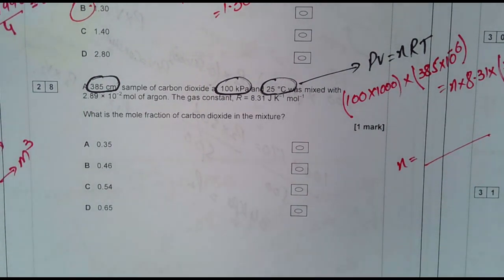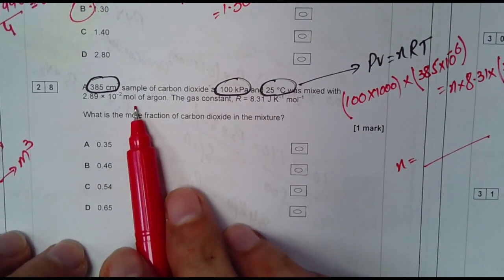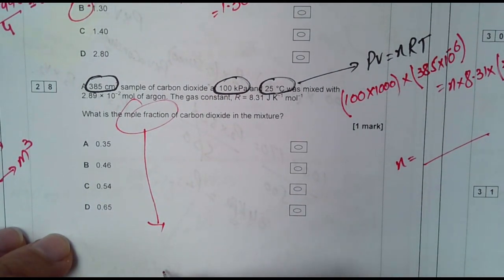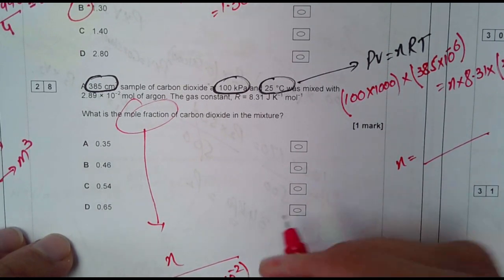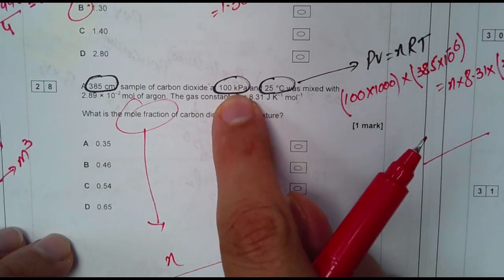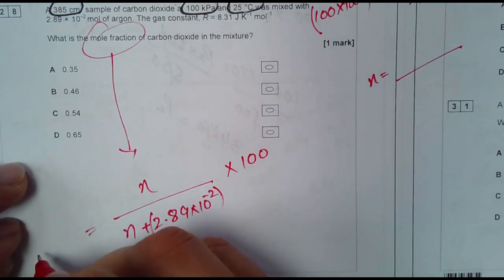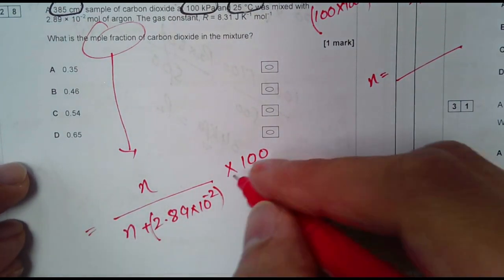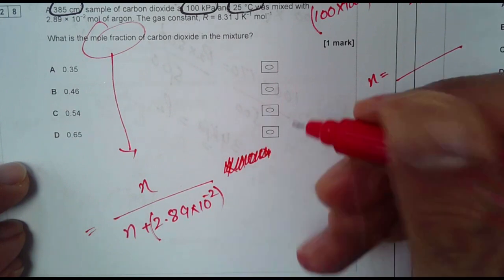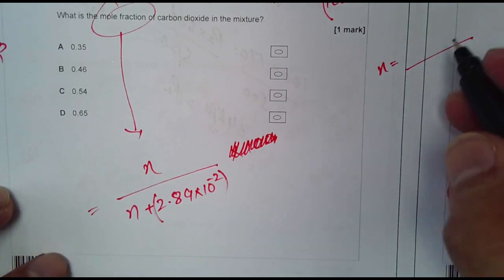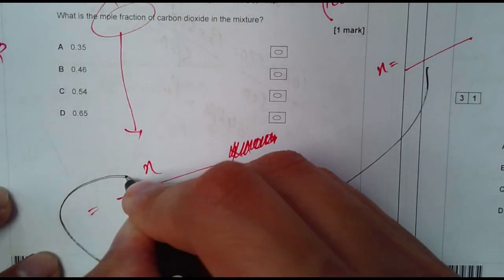Now these are the moles of carbon dioxide. These are the moles of argon. So to find out the mole fraction, what will I do? I'll then do n divided by n plus 2.89 times 10 to the power of minus 2, times, because the total pressure was 100 kPa, I'll have to multiply it by 100. This is the partial pressure. Okay, we just need to work out the mole fraction, so we don't have to do this working out. So this value will come from here to there and there.